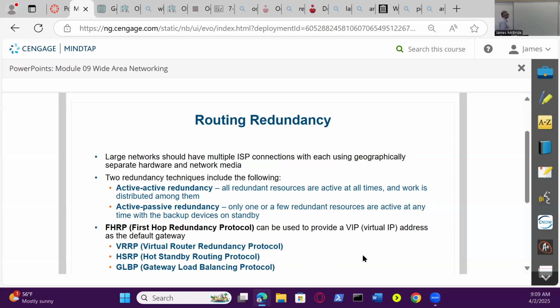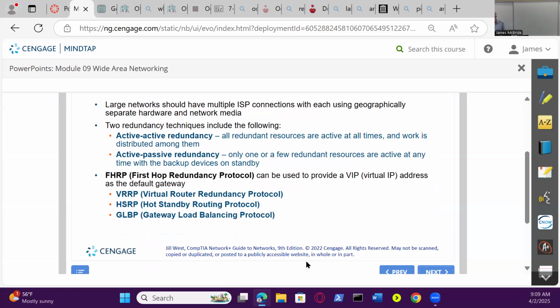So what do we do in routing redundancy to have different connections to the internet? Well, you've got the first hop redundancy protocol, which provides a virtual IP address as the default gateway. And then you also have Host Standby Routing Protocol and Gateway Load Balancing Protocol.